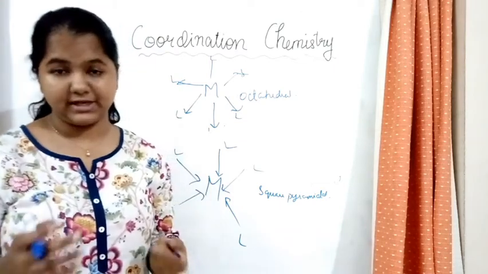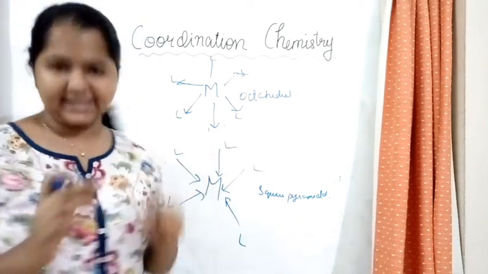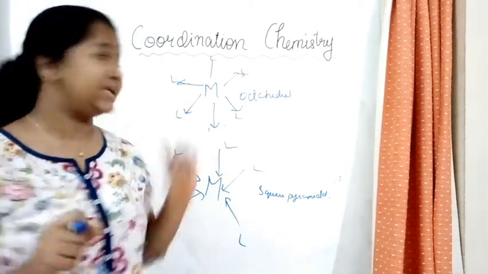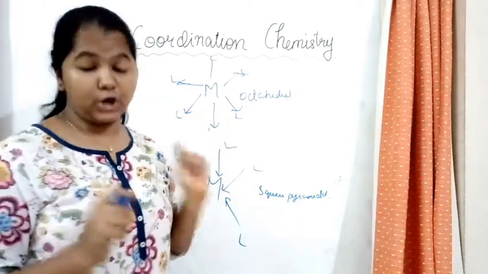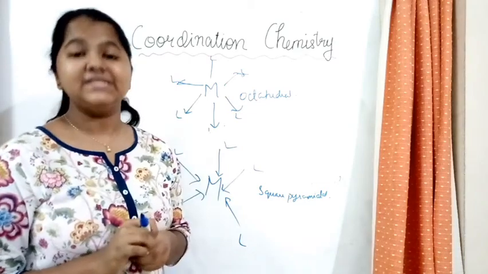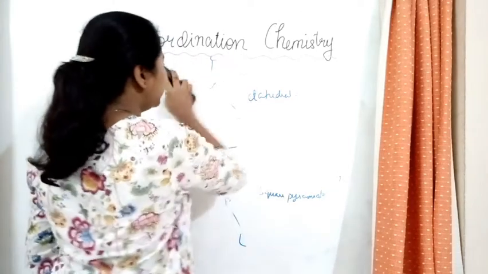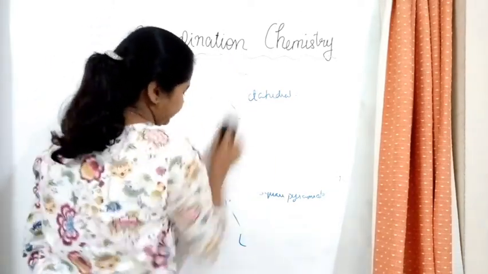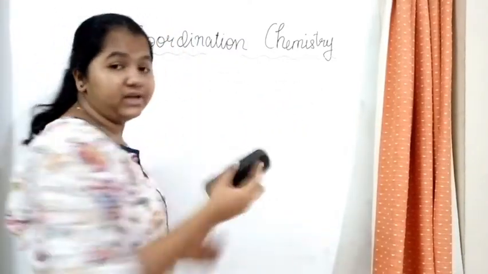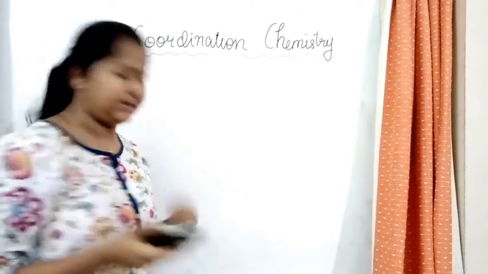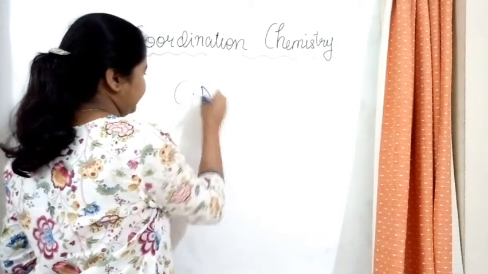So what is coordination polyhedra? As I told, it is the spatial arrangement of the central metal atom and ligands. They have a specific, correct arrangement. That is coordination polyhedra. Now let's see what the coordination number is. Coordination number is the number of ligands connected directly to the metal.